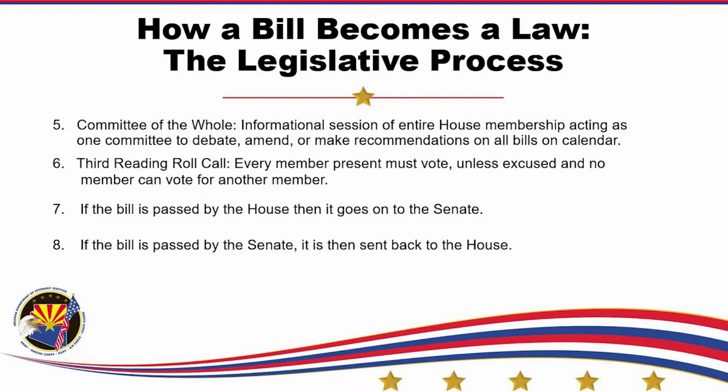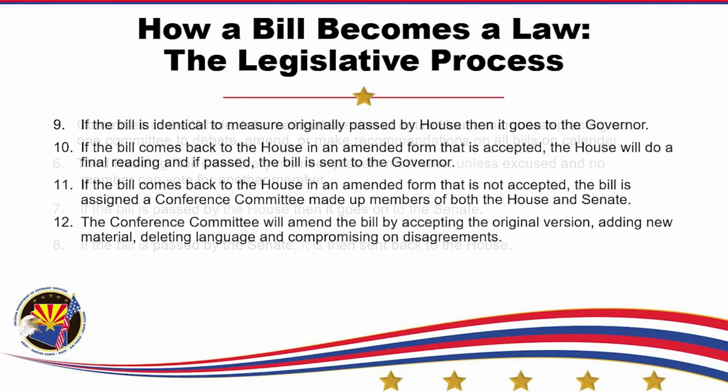If passed by the Senate on third reading, the bill is transmitted back to the House. If the bill is identical to the measure originally passed by the House, the bill is then sent to the governor. If the bill comes back to the House in an amended form that is accepted, the House will do a final reading, and if passed, the bill is sent to the governor.